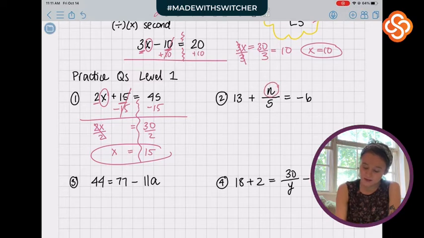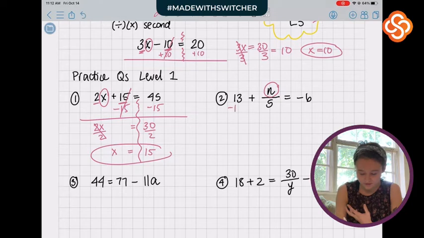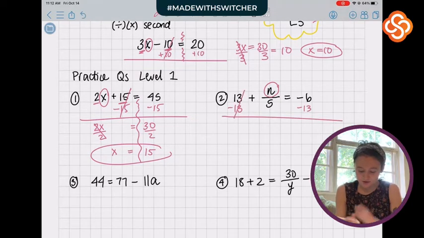The n. What is next to the n? The 13 and the 5. What are we doing first? The divide by 5 or the add 13? Do the add 13 first. Notice how it is to the left, right? It's still adding 13. So what's the opposite of adding 13? Subtract 13. So 13 minus 13 goes away.